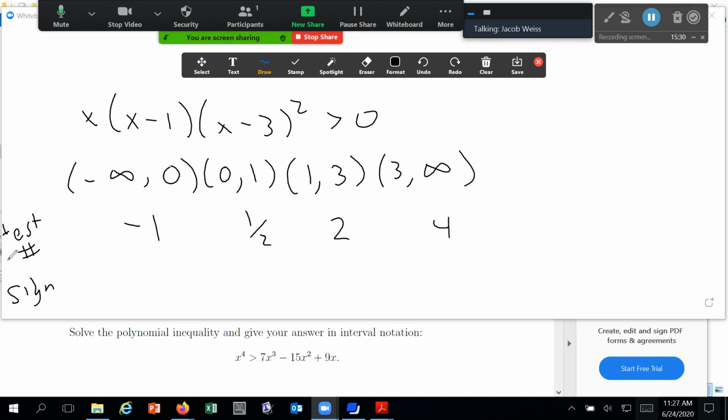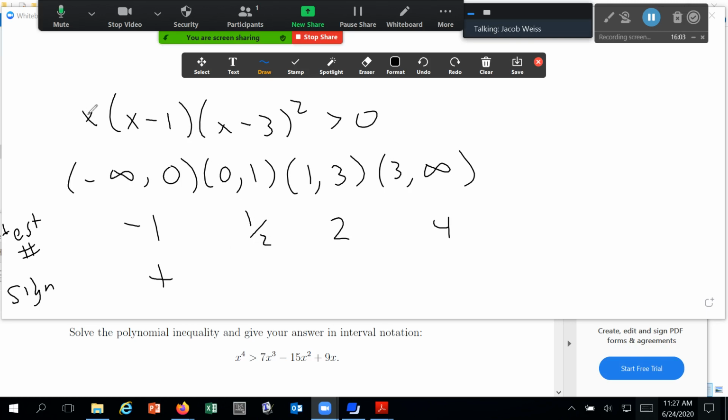Now what we do is we plug in this test number into this equation right here, okay? So if I plug in -1, this is -1 times -2 times -4 squared. Well, notice anytime I square a number, I get a positive, right? And this is going to be a negative times a positive. So that gives me a positive, okay? So that means that this equation here is greater than 0 on this whole interval from -infinity to 0.